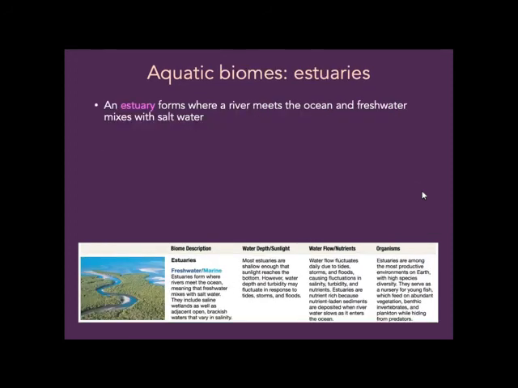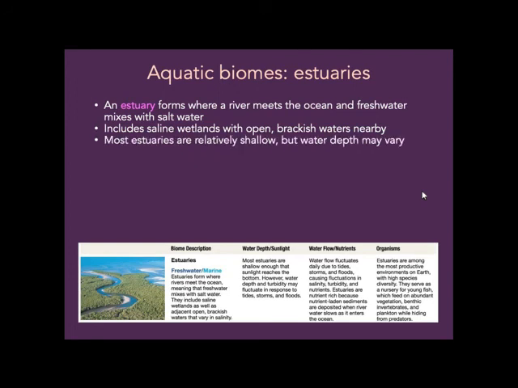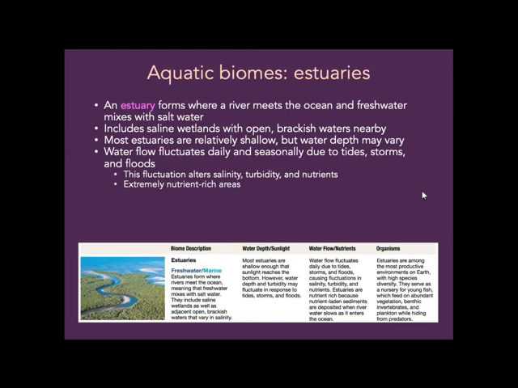All right, next, estuaries. An estuary, as we mentioned before, happens where a river meets an ocean and freshwater mixes with saltwater. So you have these saline wetlands, right? Salty wetlands with open brackish waters. They tend to be relatively shallow, but with some variation in depth. You end up with water flow fluctuating daily or seasonally. Daily because tides are coming in and out, and seasonally because of things like storms and floods. As water comes in and out, that affects the salinity and turbidity and the amount of nutrients that you can find in the estuary. So there's a lot of nutrients there.